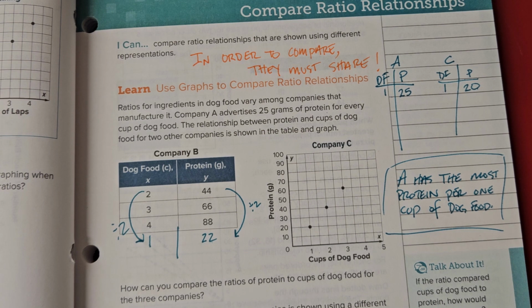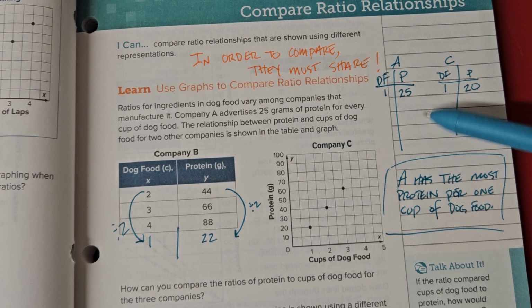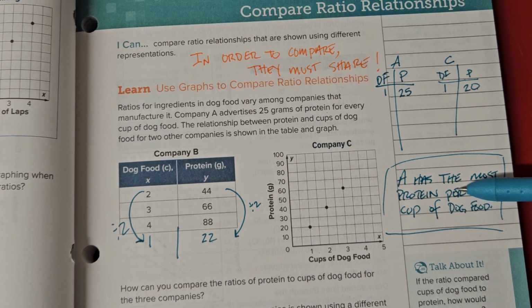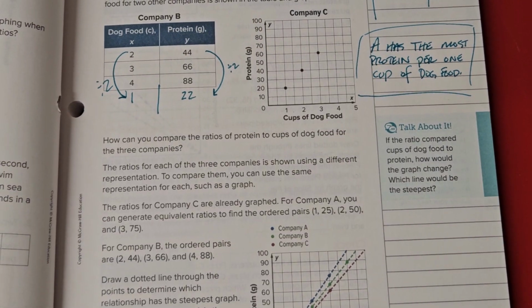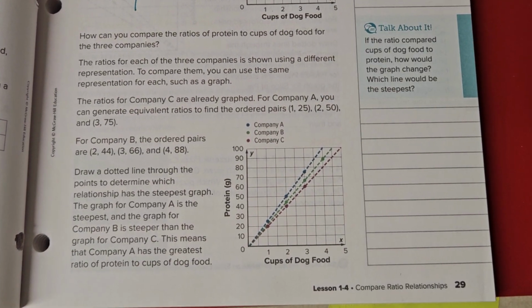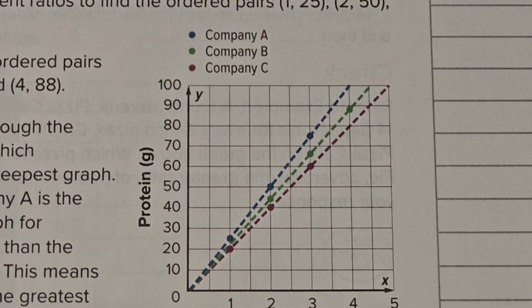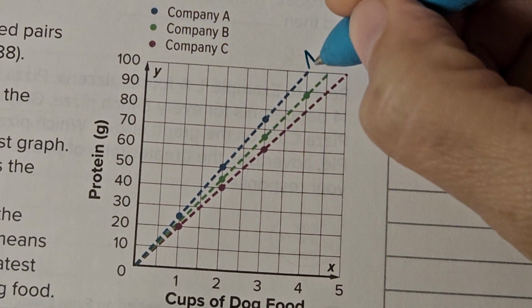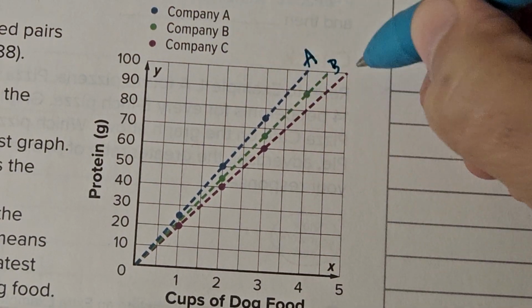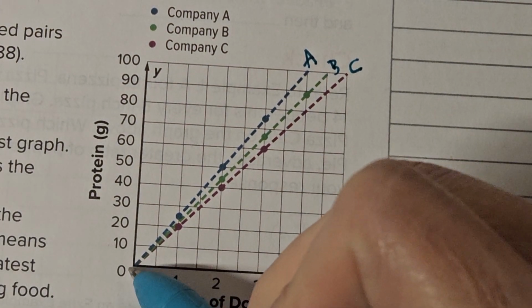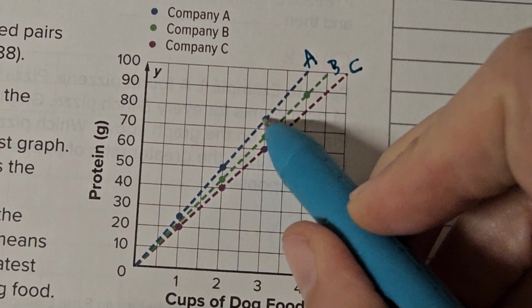Now, sometimes you're going to get a graph and it's going to have all 3 of these things graphed. How can you make this comparison and know this just from the graph? So let's look below at the graph. Okay, in this graph, can I zoom in for you a little bit? Company A is blue, company B is green, and company C is red. And they all start at the origin, and then they've plotted all their points.